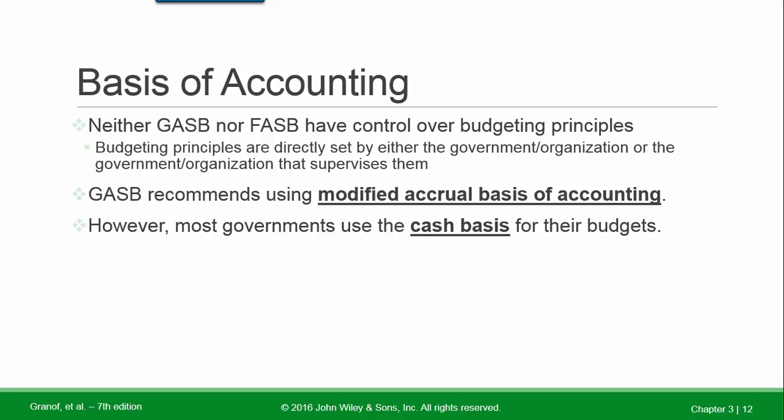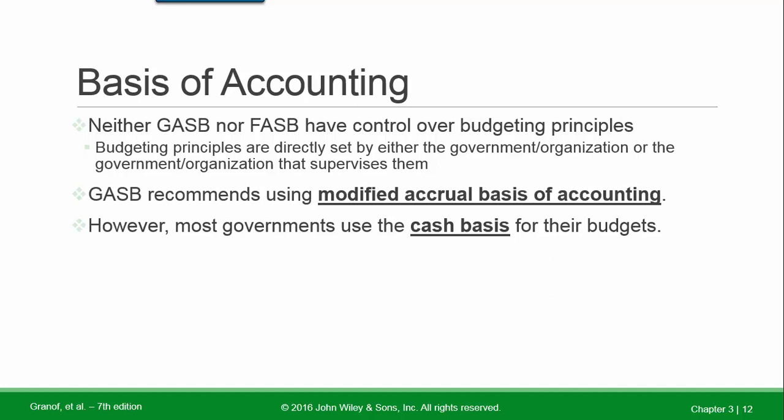Basis of accounting. Neither the GASB, which is in control of state and local governments, nor the FASB has control over budgeting principles. Budgeting principles are directly set by either the government organization or the government organization that supervises them. GASB recommends modified accrual basis of accounting for budgeting for the governmental funds. However, most governments use the cash basis, and this does require a reconciliation schedule. So don't be surprised if you find that the state and local government is budgeting based on the cash basis.